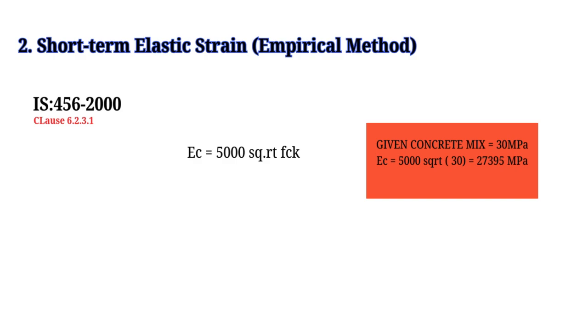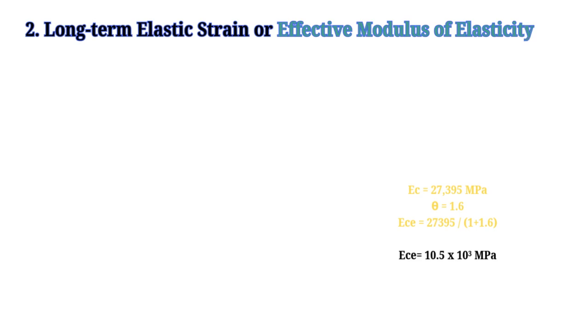Hence, EC is 5000 square root of FCK, that is 5000 square root of 30. That is 5000 into 5.477. We get the modulus of elasticity EC as 27,395 megapascal. Now, as we have discussed the short-term modulus of elasticity of concrete, let us discuss the effective modulus of elasticity ECE. The effective modulus of elasticity, as mentioned earlier, is influenced by the long-term effects of creep and shrinkage experienced by the concrete structure.